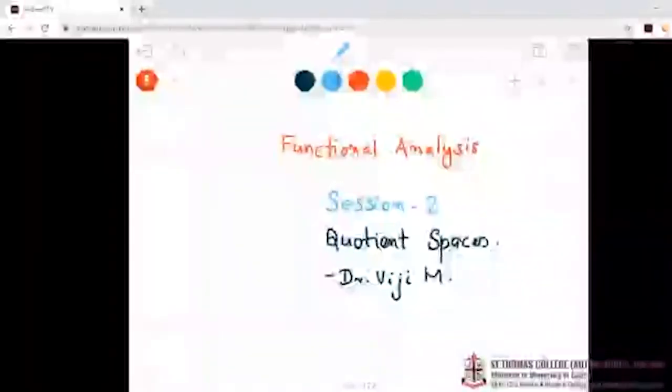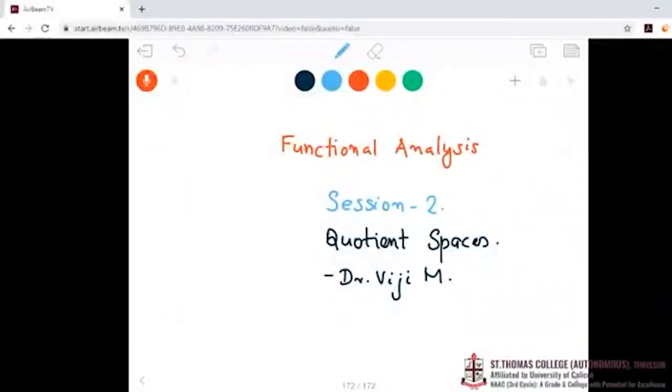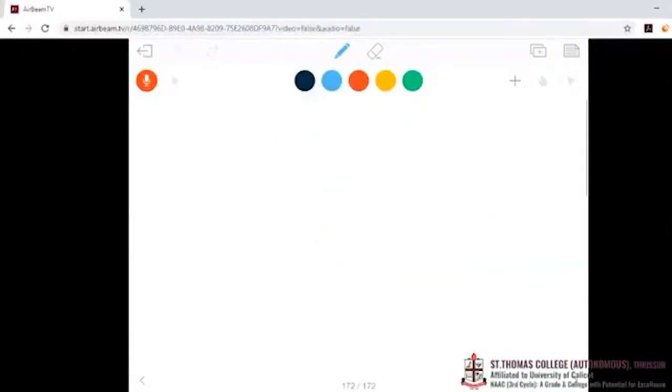Hello, let's start our second session on functional analysis. In this session, we will be discussing quotient spaces in detail. So, in the last session, we defined what is meant by a coset of a vector space.